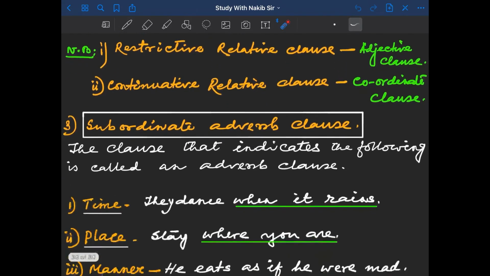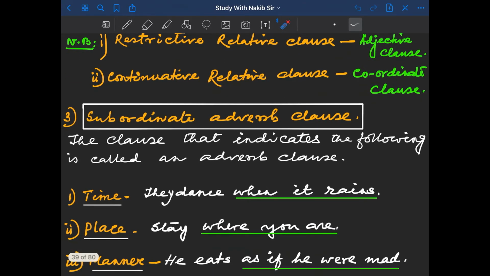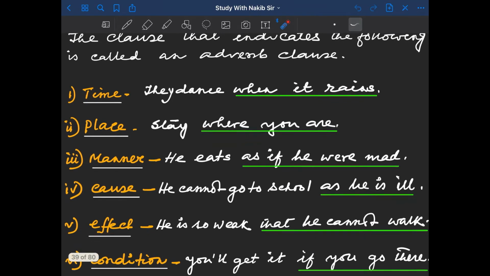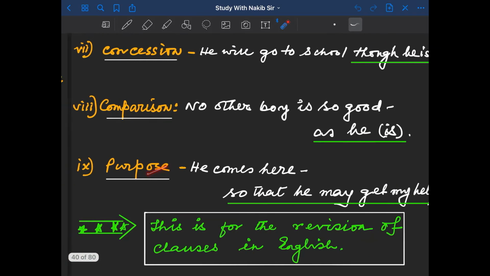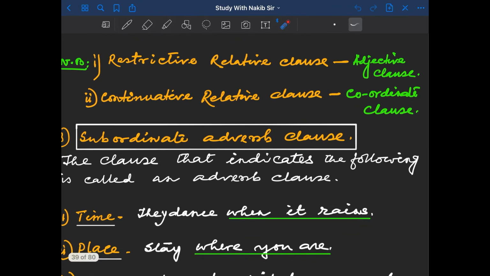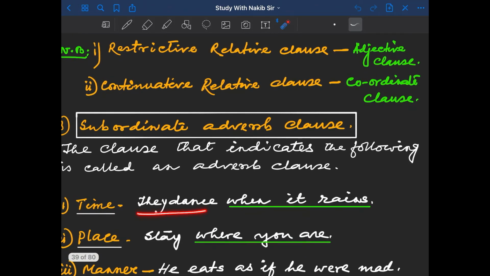Now subordinate adverb clause. The clause that indicates the following is called an adverb clause. What is an adverb clause then? The clause that indicates the following. Following means this: time, place, manner, cause, effect, condition, concession, comparison, purpose. See, the time: they dance when it rains. "When it rains" indicates time. For this it is an adverb clause, a subordinate adverb clause.